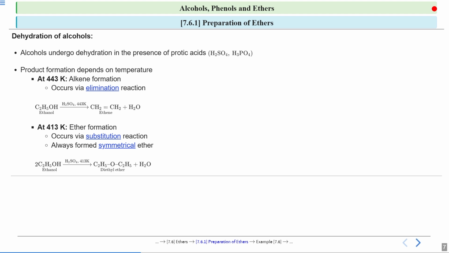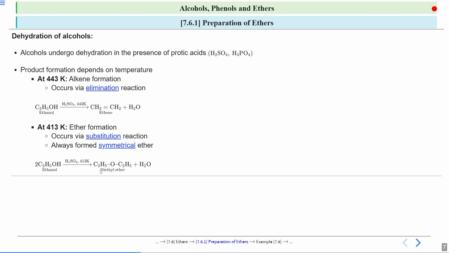Now look at the reaction. Here we are taking 2 moles of ethanol, that means 2 molecules of ethanol. When you treat it in the presence of a protic acid, you get diethyl ether and water is removed. To understand in simple terms how you go from reactant to product, we remove water, that is hydrogen from one alcohol and hydroxyl group from the other alcohol. Water gets removed and you are left with your ROR group. So this is a symmetrical ether. On the right side there is an ethyl group, and here also there is an ethyl group.